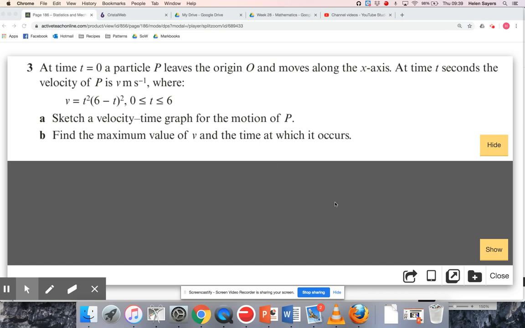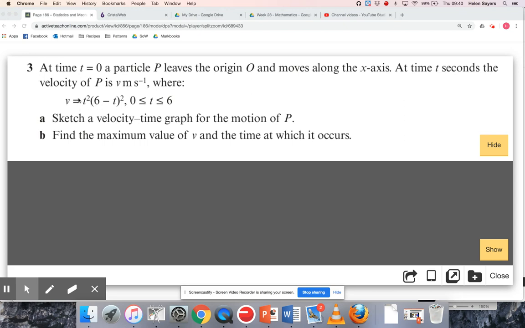Okay, we're doing exercise 11C from the first year mechanics textbook, and we're looking at question 3. I've got velocity as a function of time, and the first thing I'm asked to do is to sketch a velocity time graph.